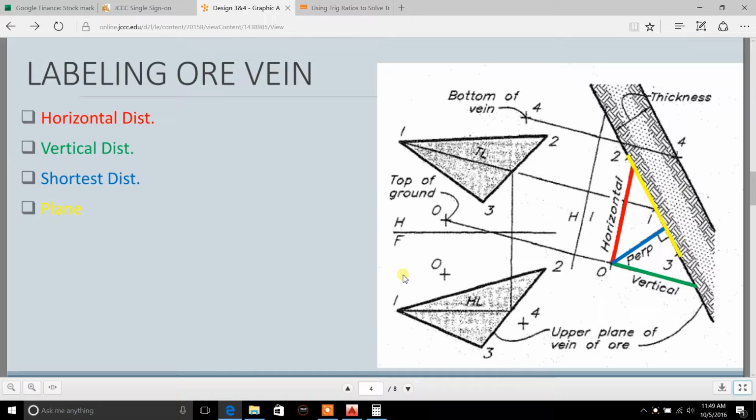Today's lesson is on graphic analysis again, and we're dealing with labeling a vein, which deals with geographical measurements. And when it comes to planes, you'll see this a lot in the mining engineering process.